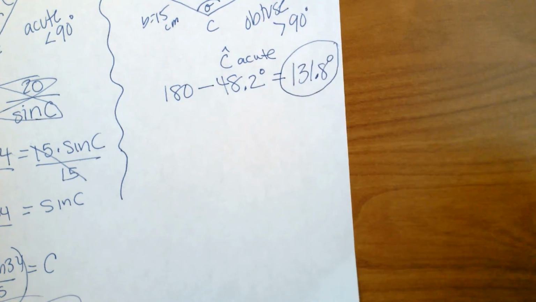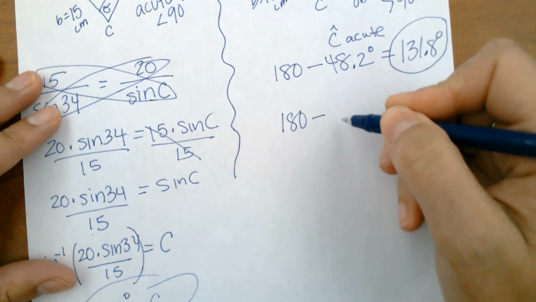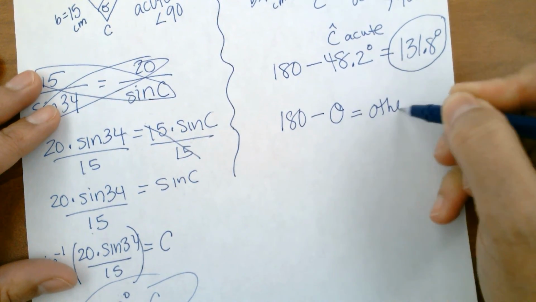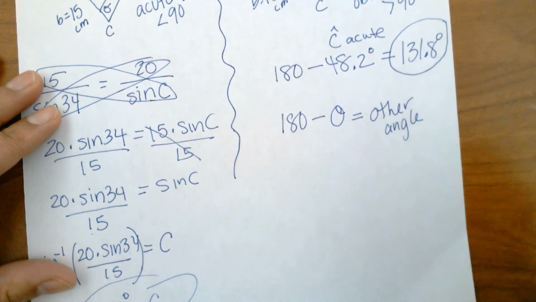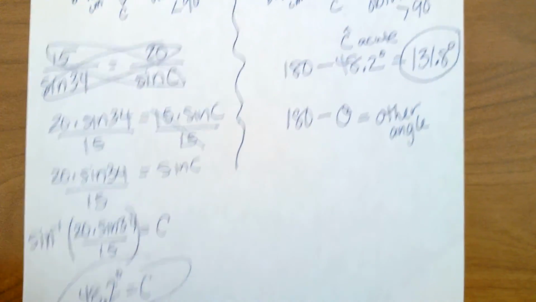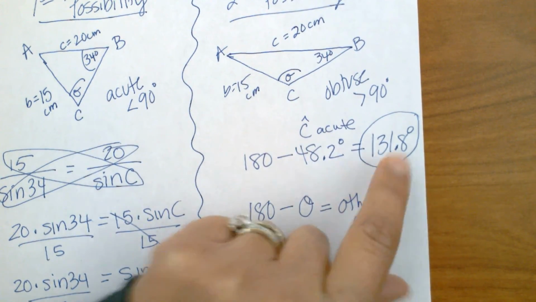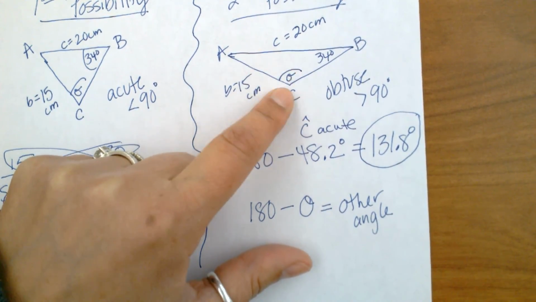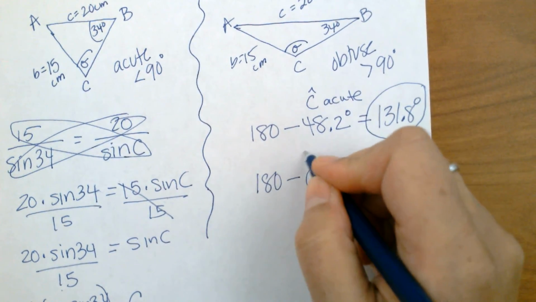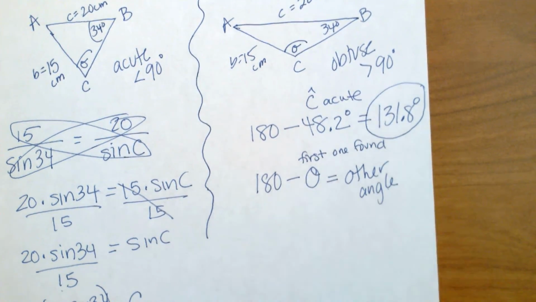That is my obtuse angle. So all you need to do is 180 minus your angle measurement, whatever you get, and you get the other angle. Yay! So that's the ambiguous case, where it could be 48.2 acute or 131.8 obtuse. And we just found this by simply doing 180 minus that angle that we found. The first one found gives you that other angle.